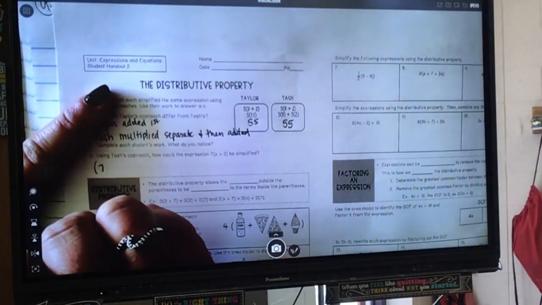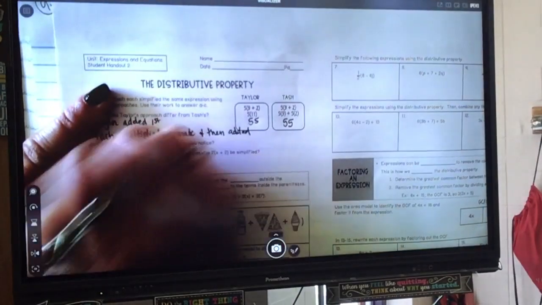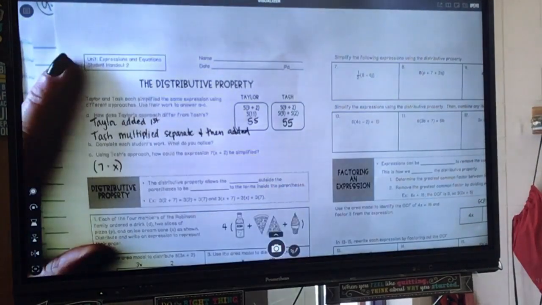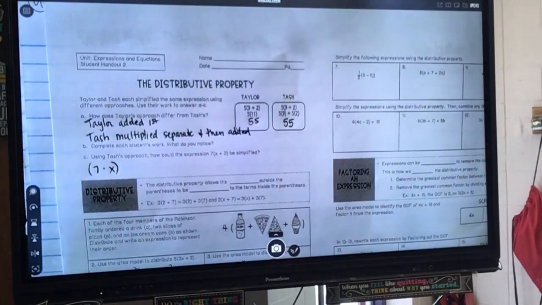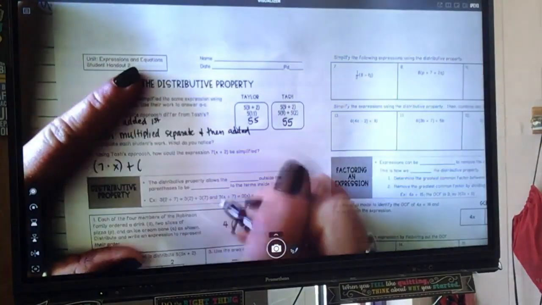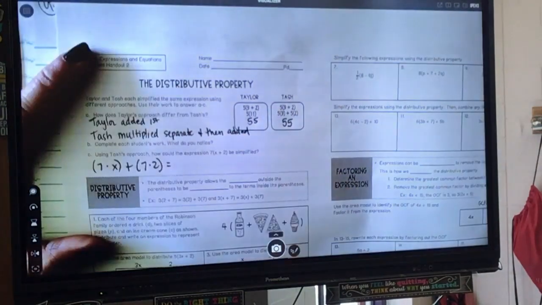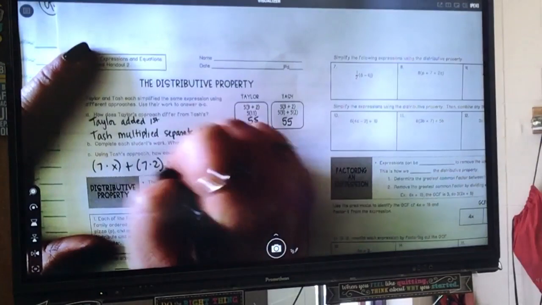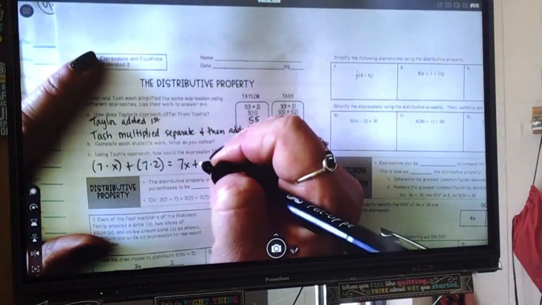Yeah, I see what you're doing. Or you could just make it like that, without all the parentheses, because that means the same thing, right? Yes. Okay, so 7 times x, and then what did you say? Plus 7 times 2. And then what do you get? Well, what's 7 times x? And then 7 times 2. Okay.